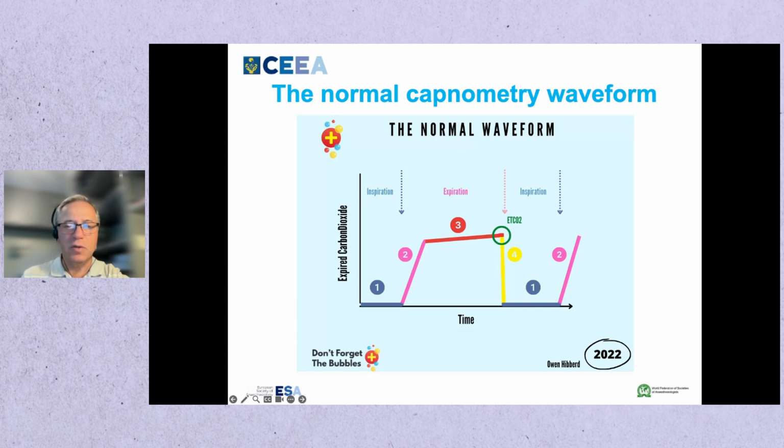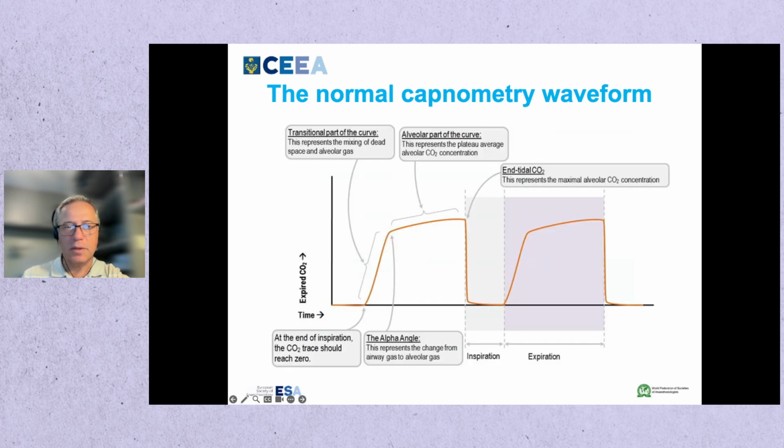The end tidal CO2 is the numeric value on the monitor and is normally 4.5 to 6 kilopascal, or 35 to 45 millimeters of mercury. And phase 4, also known as phase 0, the yellow line, is when CO2 values drop sharply as inspiration begins. To reiterate the message from the previous slide, let's repeat a few important points on the normal capnometry trace.